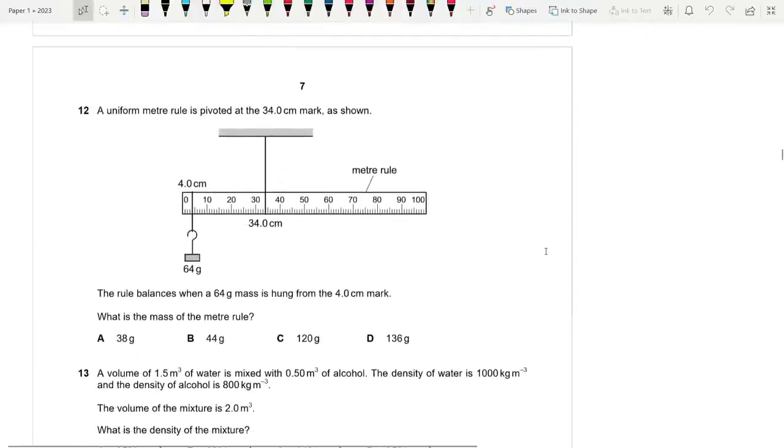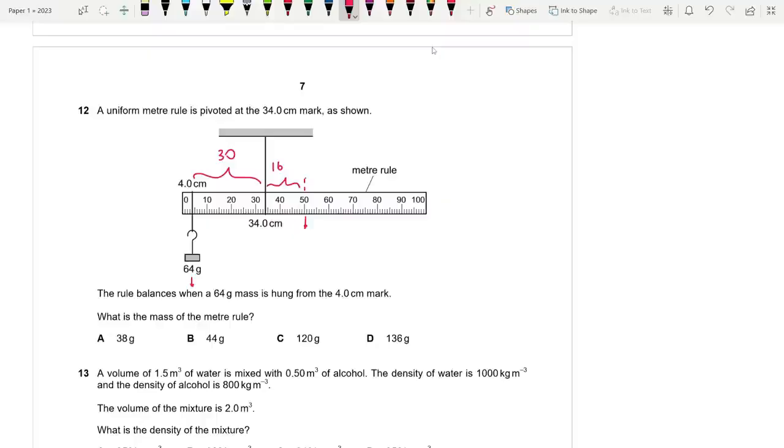For number 12, we have a uniform meter rule which is pivoted at the 34 centimeter mark. The rule balances when a 64-gram mass is hung from the 4 centimeter mark. What is the mass of the meter rule? We know this is a uniform meter rule, so the weight will act through the center, and it will provide a clockwise moment. What is the gap here? It's 16 centimeters. And what about the gap here? 34 minus 4 is 30.